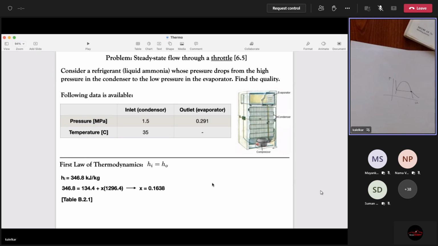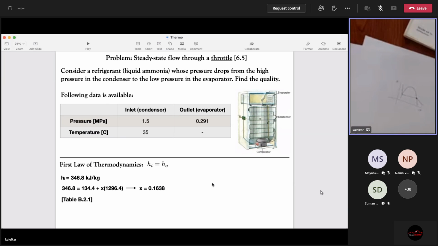What about the outlet? How will you find out the outlet state? In the outlet condition, what is given? 291 kilopascal pressure. Now you will get confused, because this table for ammonia is only one table. The first entry is the temperature column, the second column is pressure. So you will start searching for the reverse table, where the first entry is pressure and the second entry is temperature, but it is not given to you. The next table is superheated straight away, superheated ammonia, B point 2.2.